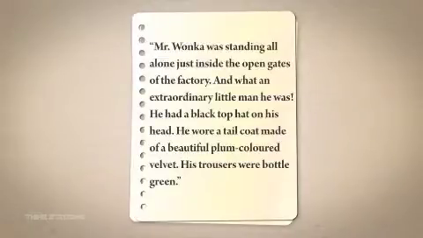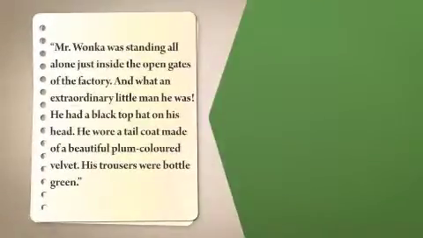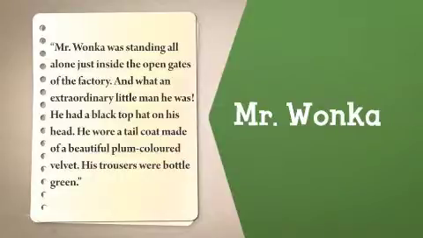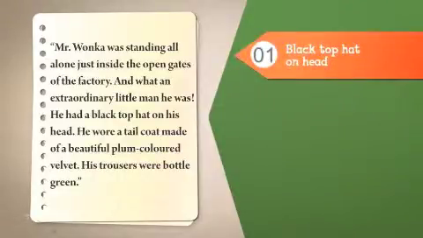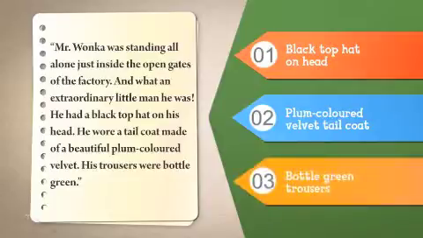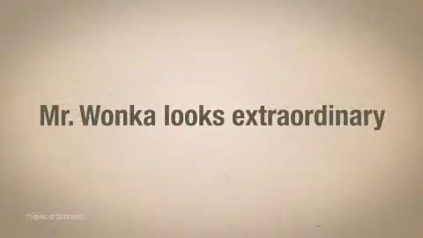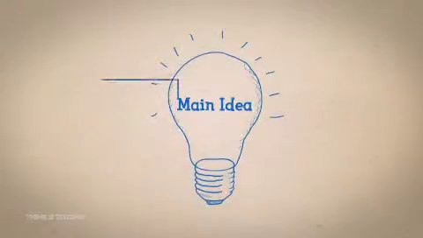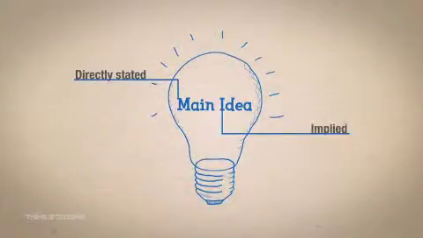After hearing that, let's pick out some supporting details. Topic: Mr. Wonka. Supporting detail number 1, black top hat on head. Supporting detail number 2, plum-colored velvet tailcoat. Supporting detail number 3, bottle green trousers. From these 3 supporting details, we can say that the main idea is how extraordinary Mr. Wonka looks. Main idea can either be directly stated or implied.